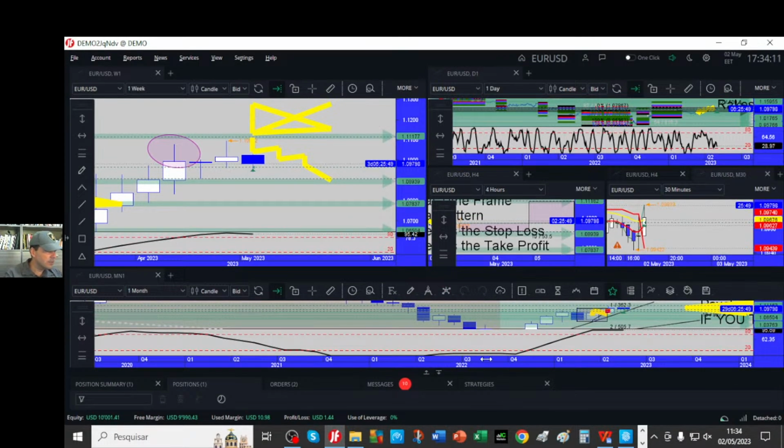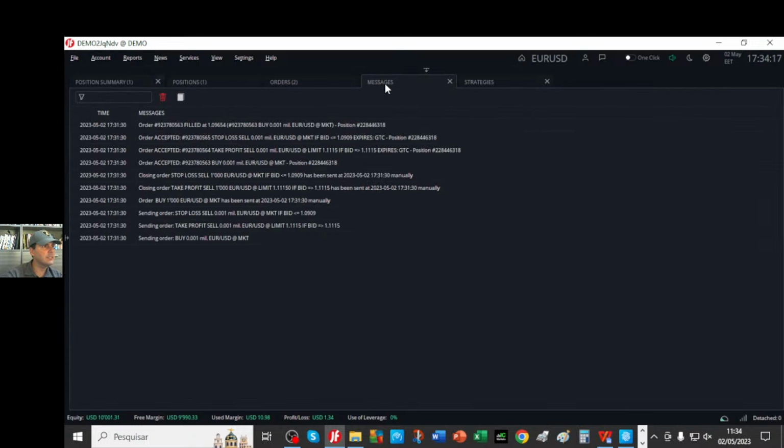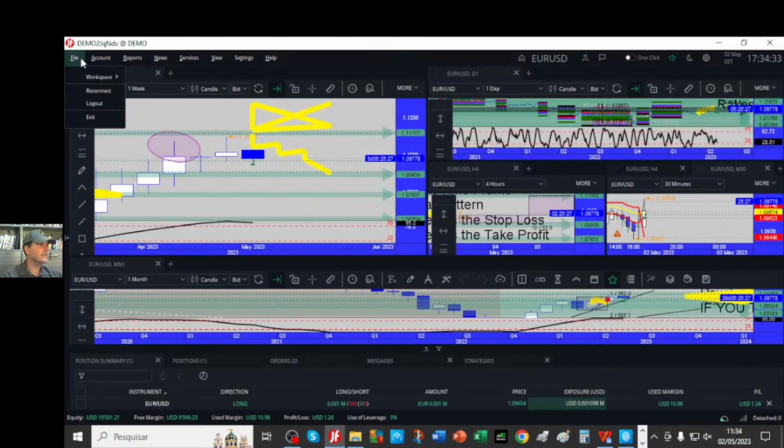Alright. See here the position, everybody, messages, alright. This is Rakesh position. Anybody else want to trade euro dollar right now? Alright, next.